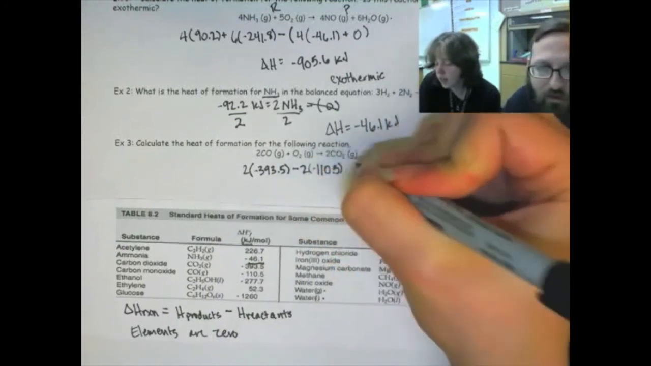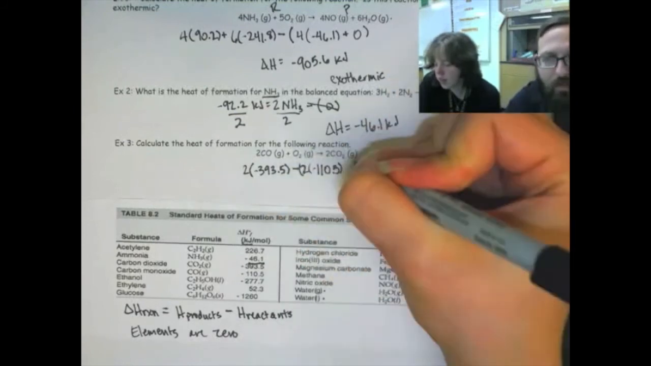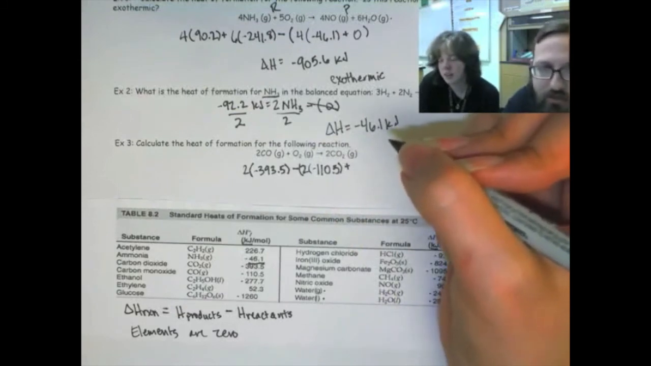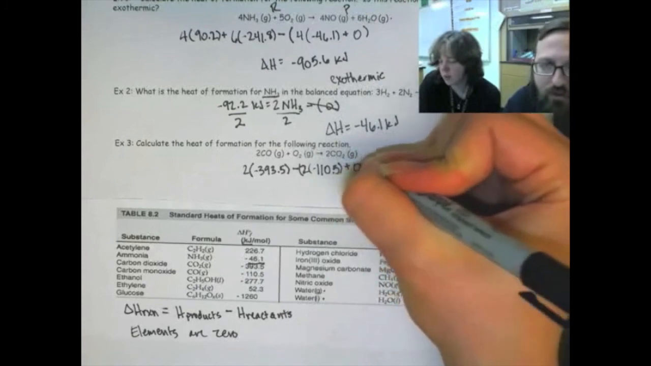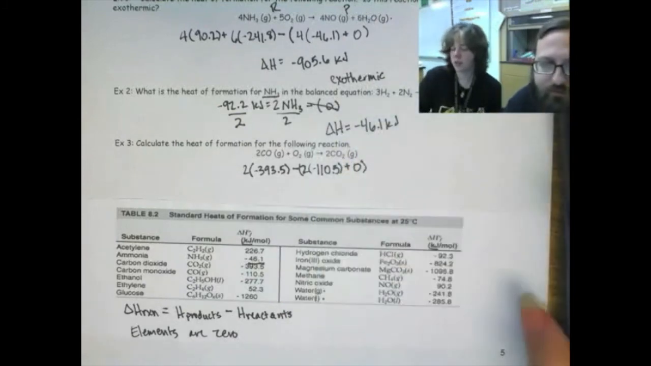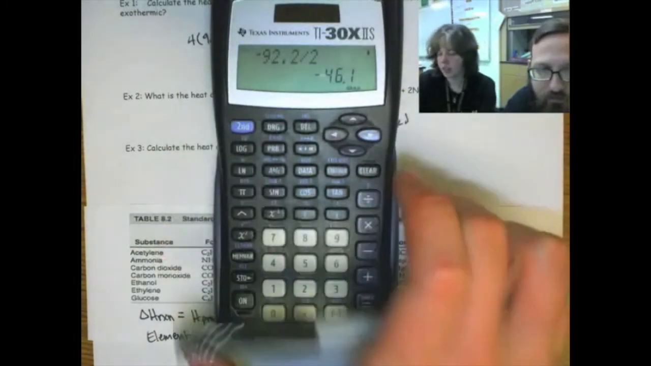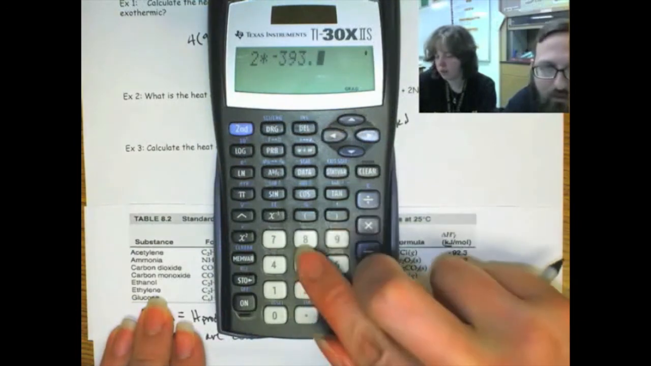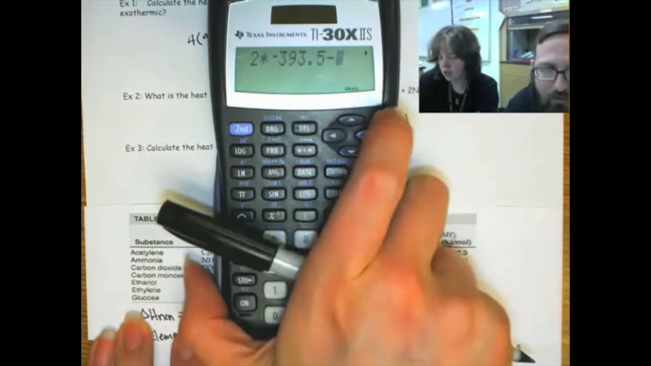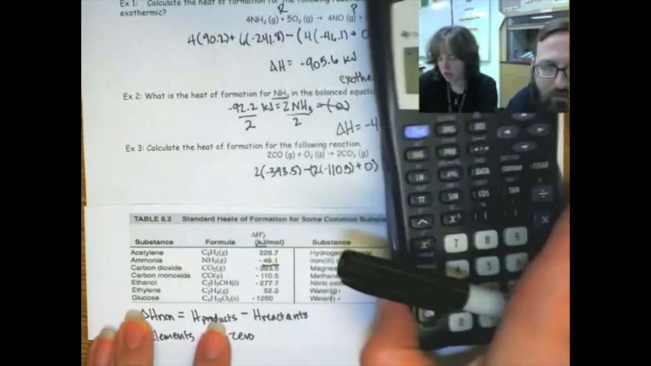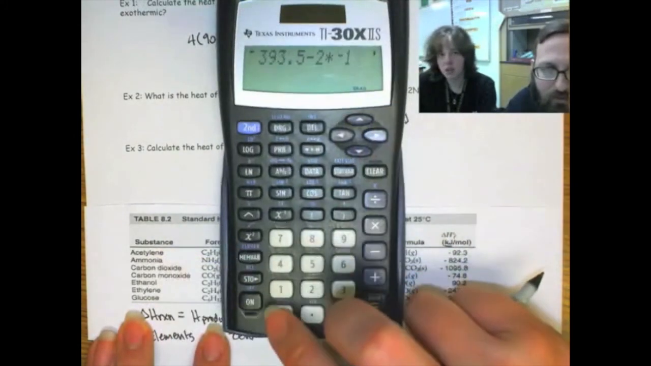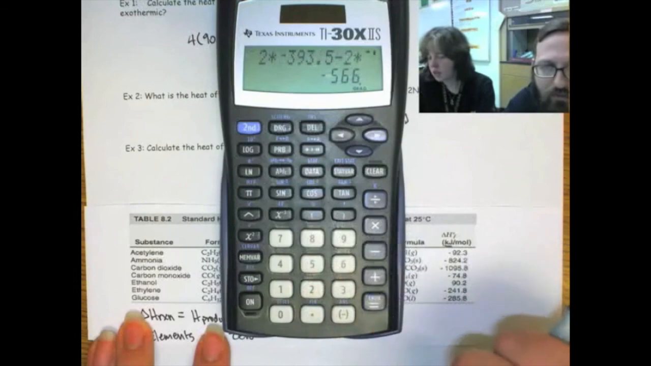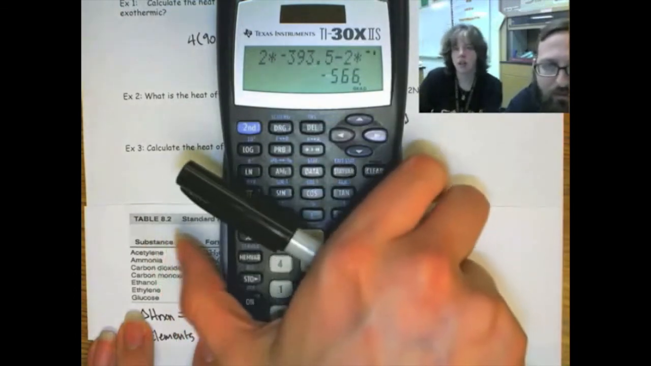And then we've got to add all of our reactants. What's our other reactant though? It's oxygen by itself, which means it's 0. So now we just have to plug this in our handy-dandy calculator. We've got 2 times negative 393.5 minus 2 times negative 110.5. And that gives us a heat of reaction of negative 566.